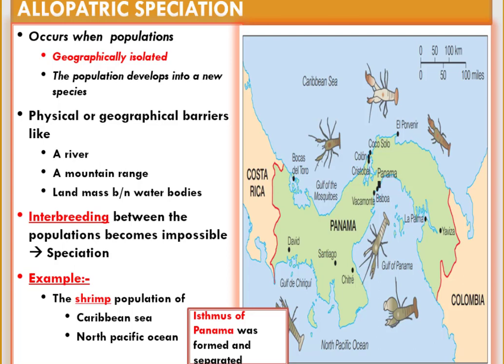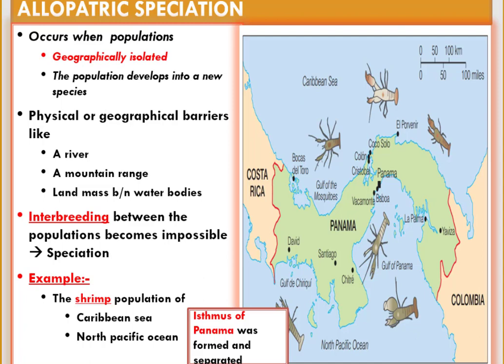Allopatric speciation occurs when populations from an existing species are geographically isolated and the isolated populations eventually develop into a new species. In allopatric speciation, the populations become isolated by some physical barriers that include rivers, mountain ranges, and landmasses between water bodies. In this case, interbreeding between the populations becomes impossible, and lastly, speciation could be the result.